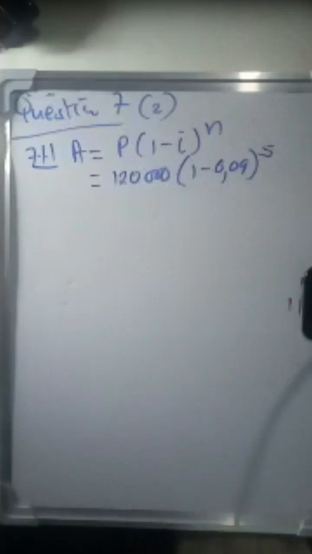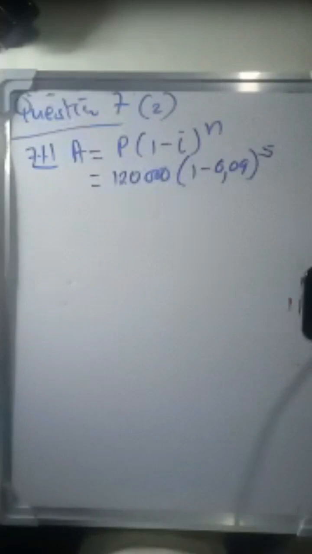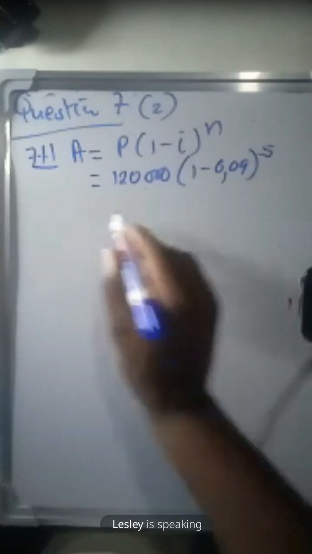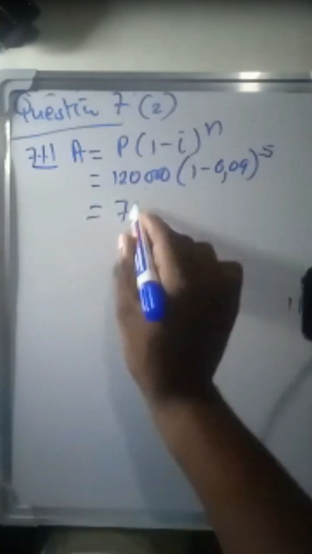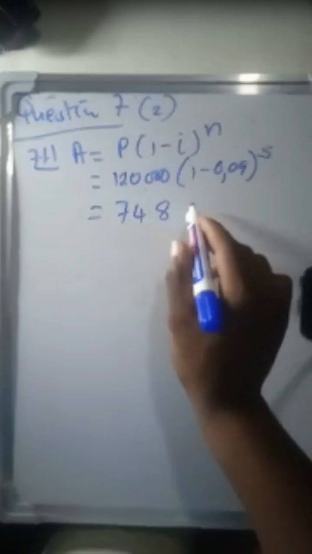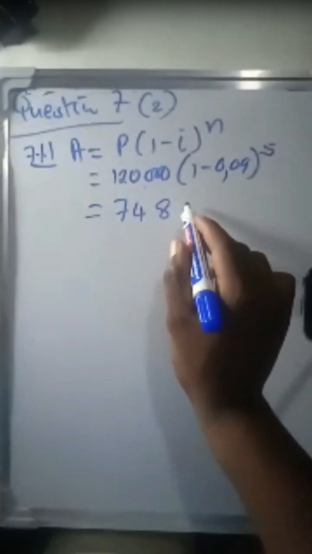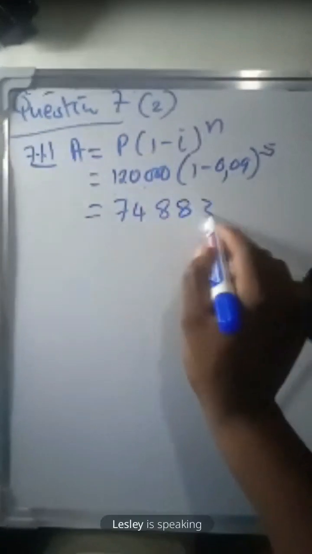Are we calculating? Precious? I get 74,883. 74,800 and what? 83.86.